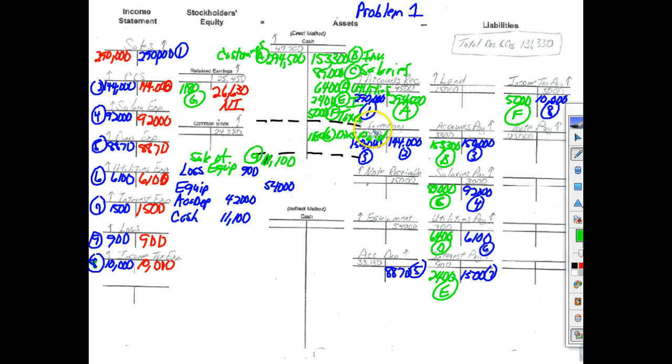And I do have this solution in a PDF copy so you can see a nicer, cleaner version of this. So a debit to retained earnings, credit cash, financing activity, 1,180 for dividends paid. Common stock went up 24,380.